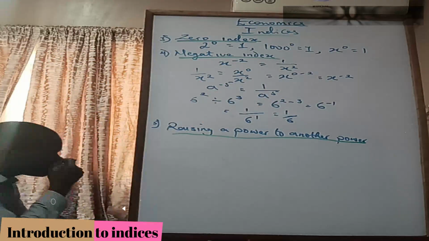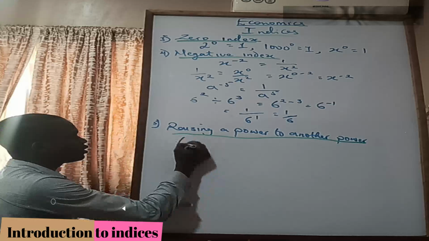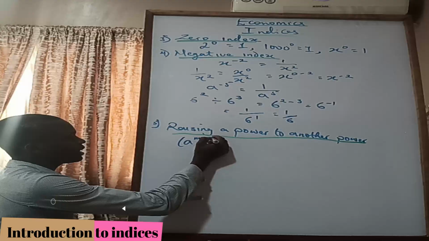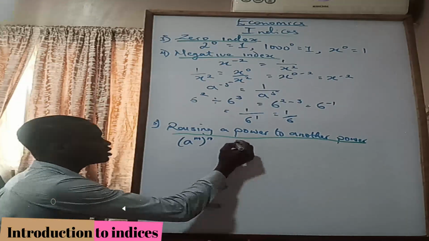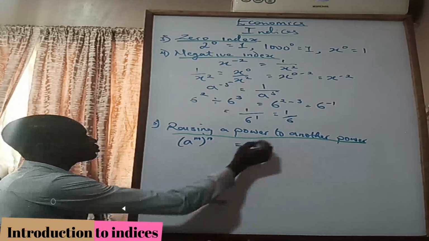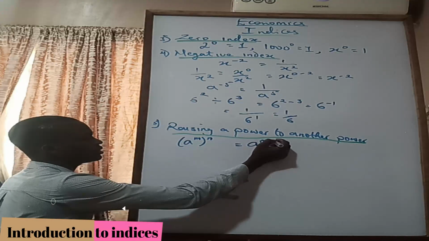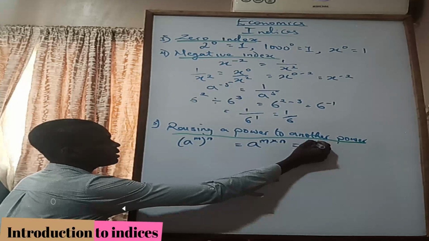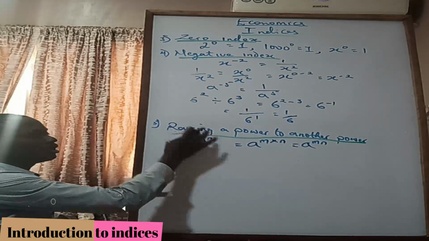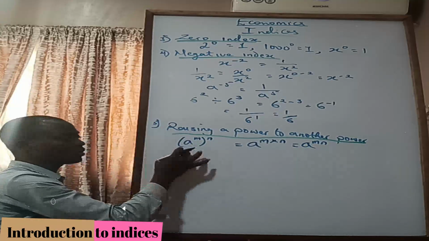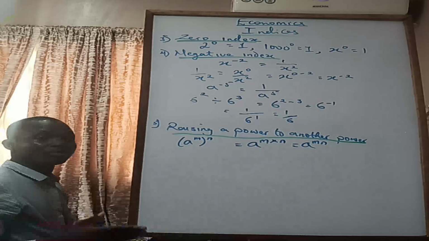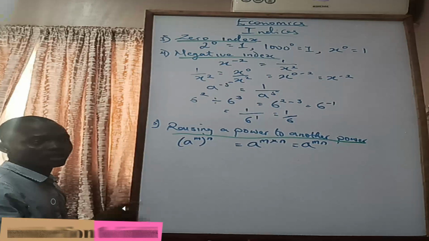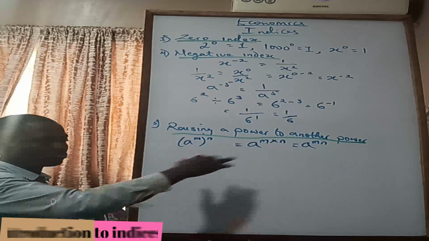How does it work? Let's say we have a raised to power m, then raised to power n. It's going to become a raised to power m times n, which gives us a raised to power mn. So whenever you have a base and an index in parentheses raised by a different index, what you have to do is multiply the two indices together, and then you get something like this.